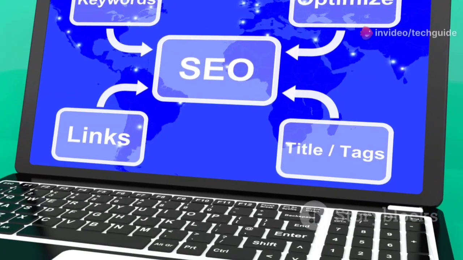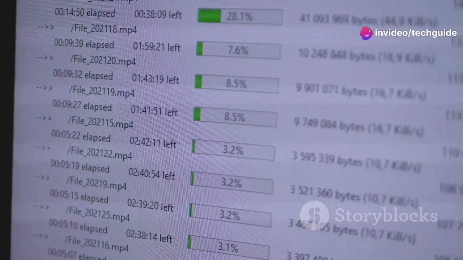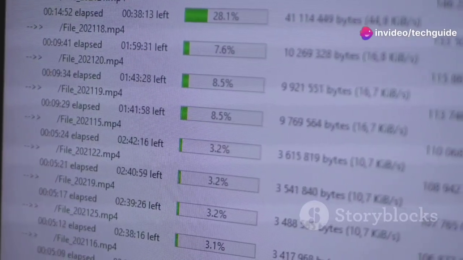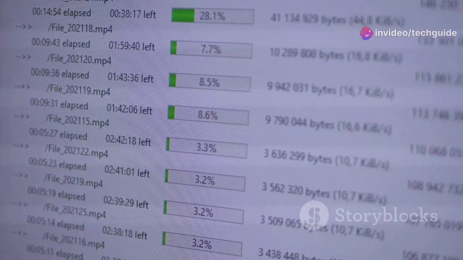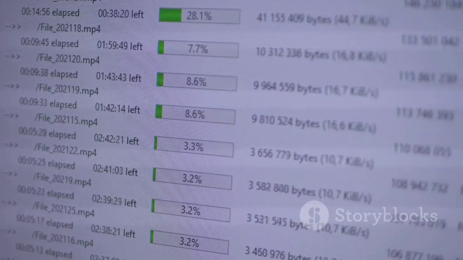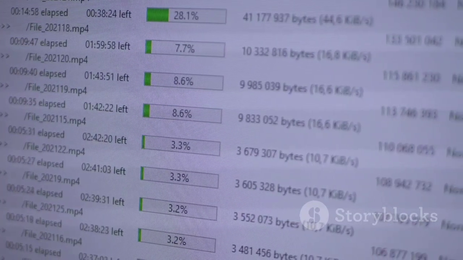And don't forget about keyword research. Use tools like Google Trends or SEMrush to see what people are searching for online. This can give you valuable insights into current trends and demand within your niche.